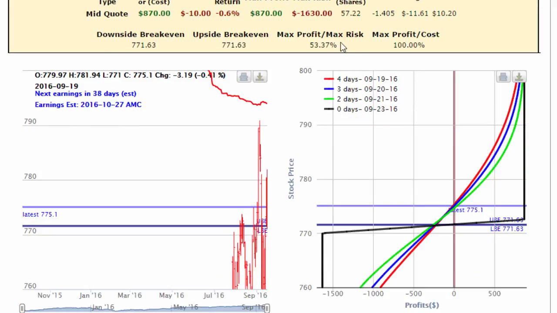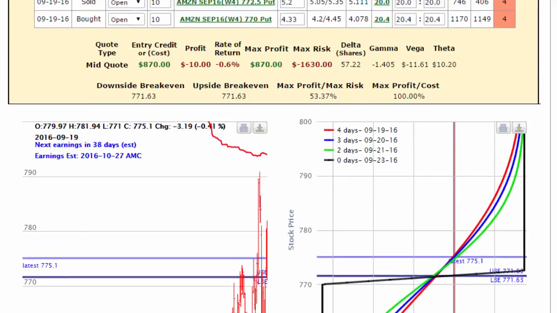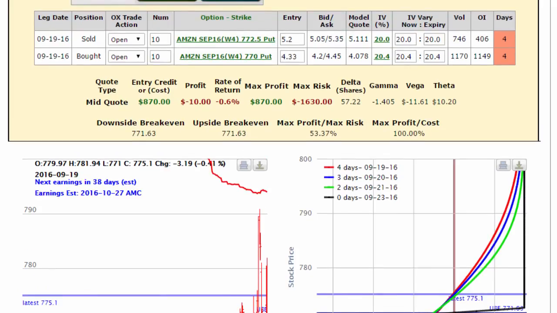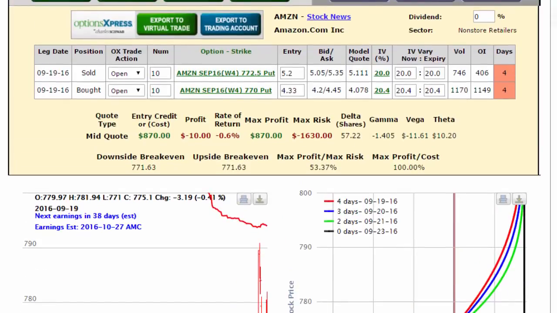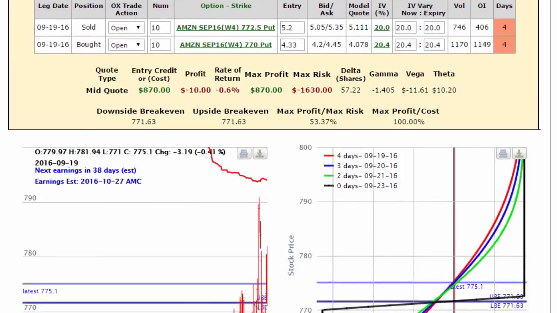But with this one, the numbers are better, but the probability of success is lower because the stock cannot move much lower than where it is right now. In fact, it can't move more than 5 points. It's at 775. It can't move lower than 770. So as a trader, you need to analyze your own risks. Every trader has their own risk tolerance levels. Each one of these positions is as good as the other, but it all depends on your own risk tolerance level and what you're comfortable with.